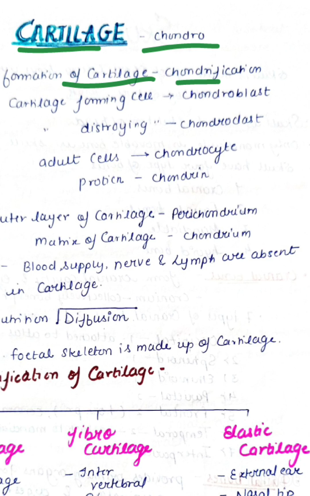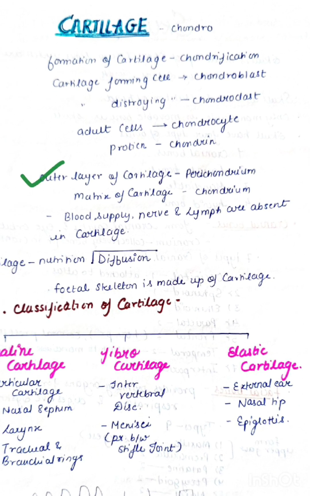Cartilage-forming cells are known as chondroblasts. Destroying cells are known as chondroclasts. The adult cells are known as chondrocytes, and the protein is known as chondrin. Chondrin protein is present in the cartilage. The outermost layer of the cartilage is known as perichondrium, whereas the matrix of the cartilage is known as chondrium. Blood supply, nerves, and lymph are absent in the cartilage.